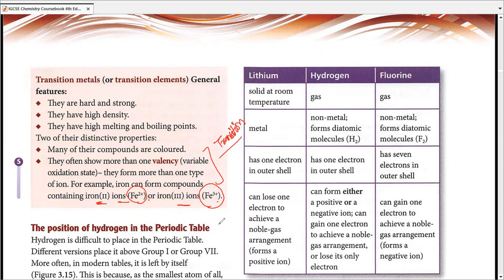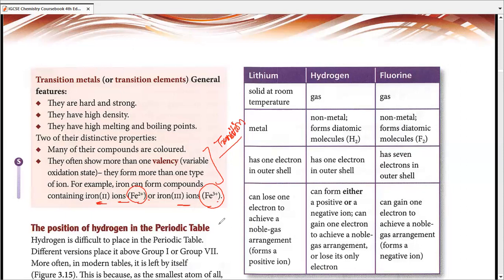So for transition elements, you're going to see many colors. For example, iron can show different colors. Iron 2 ions have actually a different appearance than the iron 3 ions. To finish it up, let me tell you, iron 2 ions are green or blackish green in color, while on the other hand, iron 3 ions are red brown. So yeah, they can show variable valency and they can show different colors at the same time.